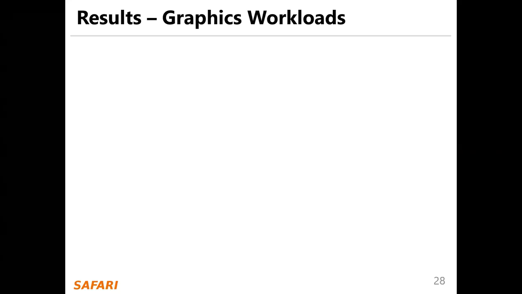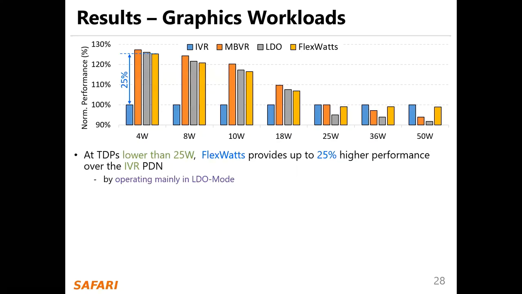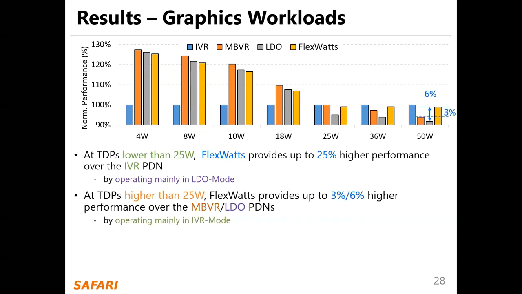Now let us see the results for the graphics workloads. At TDPs lower than 25 watts, FlexWatts provides up to 25% higher performance over IVR PDN by operating mainly in LDO mode. At TDPs higher than 25 watts, FlexWatts provides up to 3% and 6% higher performance over MPVR and LDO PDNs by operating mainly in IVR mode.